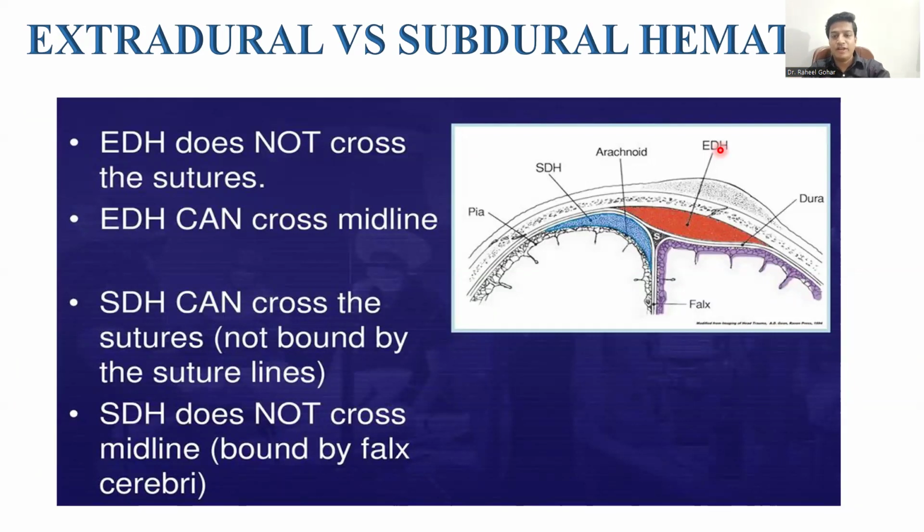Again, as I have already explained to you, EDH does not cross the suture line, but it can cross the midline because it is above the dura mater. As you can see here, this is the falx cerebri, and above the dura it is crossing the midline. But when we are talking about the SDH, it is below the dura, so it will come here like this, and it will go into the interhemispheric fissure. It will follow the falx cerebri, so it will never cross the midline. Okay.